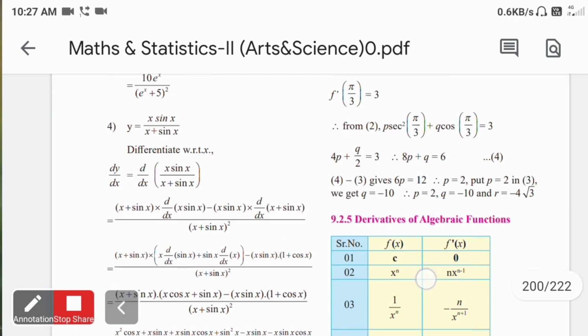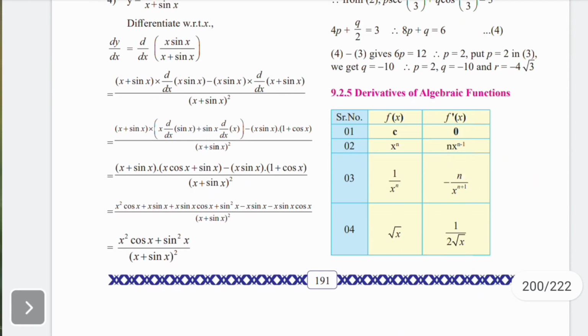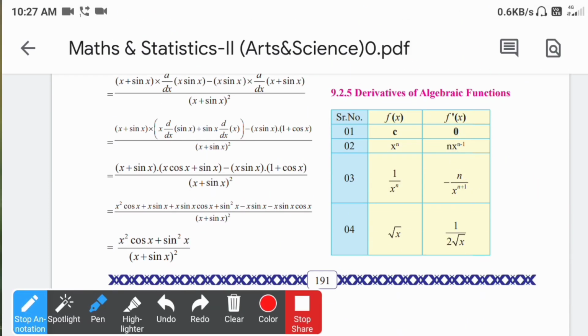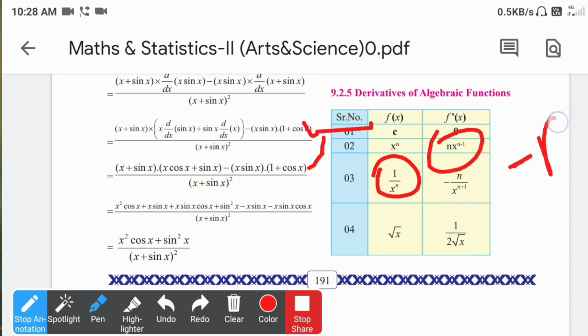It will be useful for the simplification of our various examples. And for algebraic functions, the derivative of a constant is 0. For x raised to n it is n into x raised to n minus 1. Then for 1 upon x raised to n, only here the power of n will be minus, so the derivative should simply be minus n into x raised to minus n minus 1.